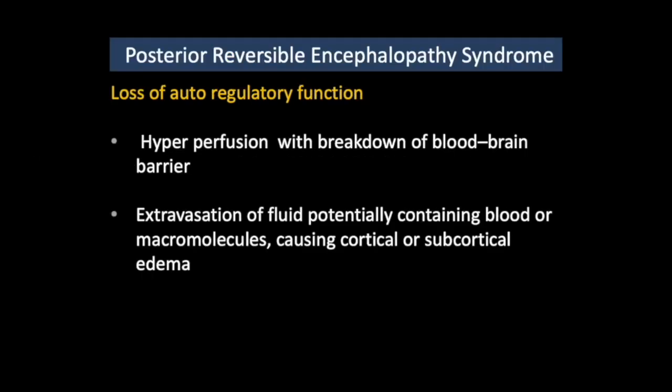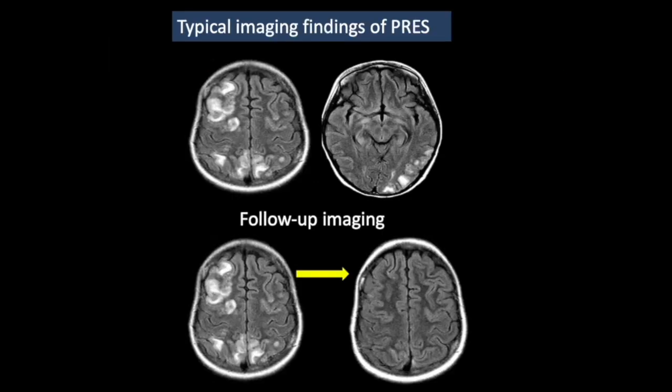PRES is a cerebrovascular autoregulatory disorder and a common pathway of brain injury involving several chemotherapeutic and immunosuppressive medications. Hyperperfusion with breakdown of blood-brain barrier and fluid extravasation, potentially containing blood products or macromolecules, causes cortical or subcortical edema. The typical imaging pattern includes asymmetric or symmetric cortical and subcortical hyperintense signal changes on the T2 and FLAIR sequences and involves predominantly the parieto-occipital lobes. Frontal lobe and posterior fossa signal changes are not that uncommon.